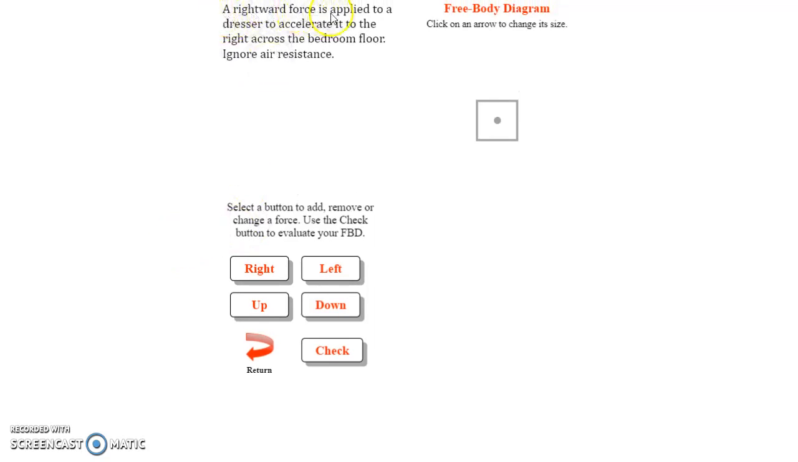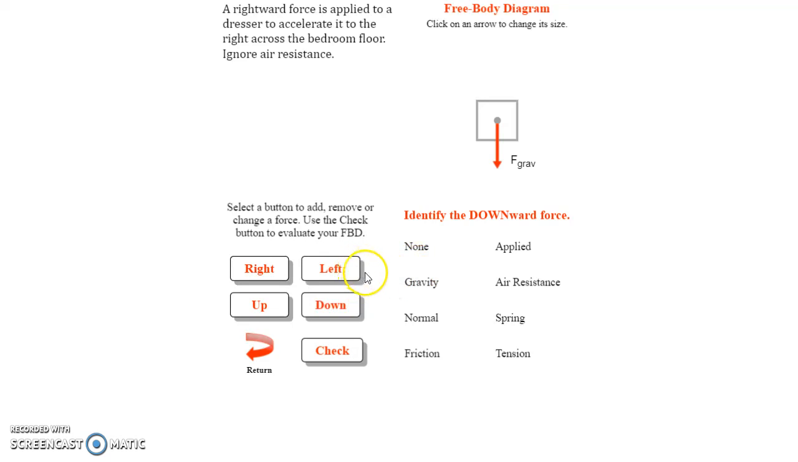Up here it says a rightward force is applied to a dresser to accelerate it to the right across the bedroom floor. Ignore air resistance. So this is my object right here. I've got a dresser, which means I've got a downward force due to gravity. Most things will have a force due to gravity. I know it's sitting on the floor, so I need an upward force, right? And it gives me all these choices. I'm looking for that normal force, perpendicular to the surface of contact. Now I have options of gravity, normal, friction, applied, air resistance, spring force.